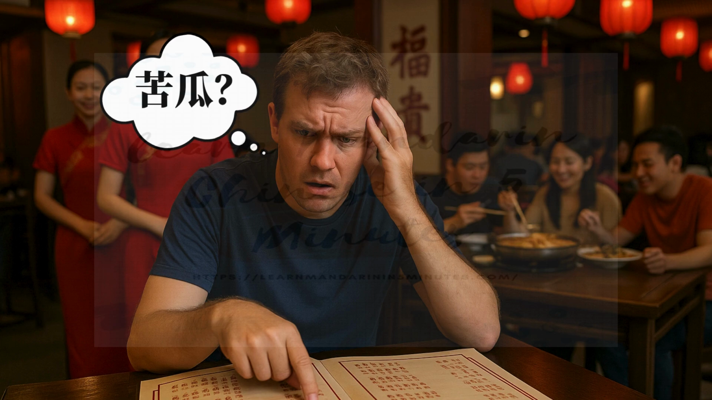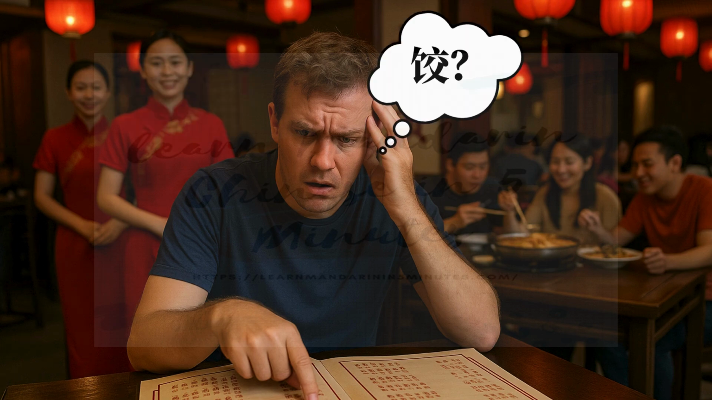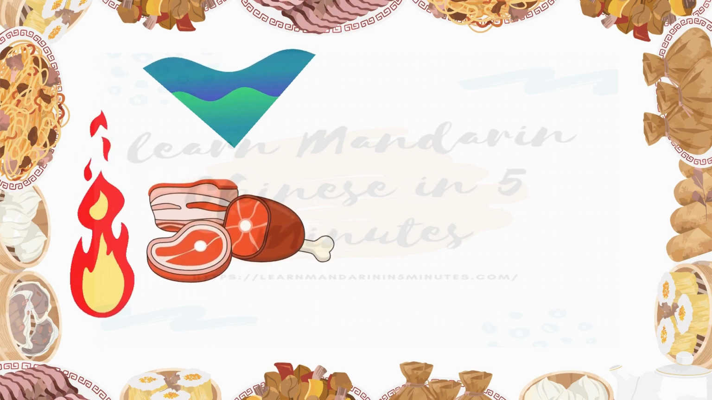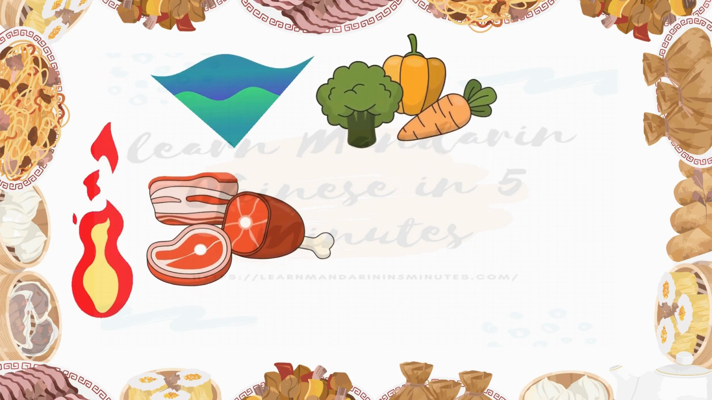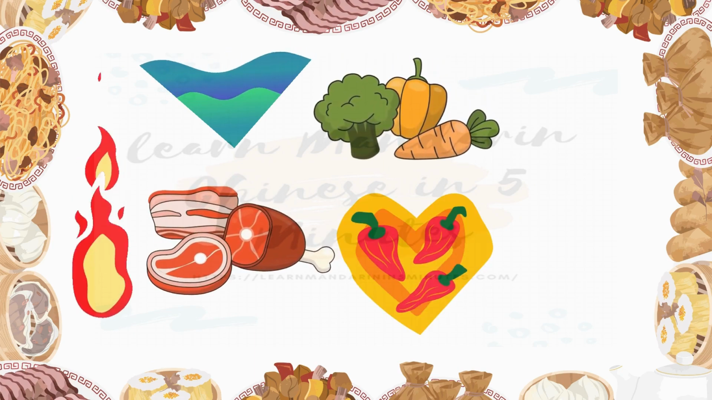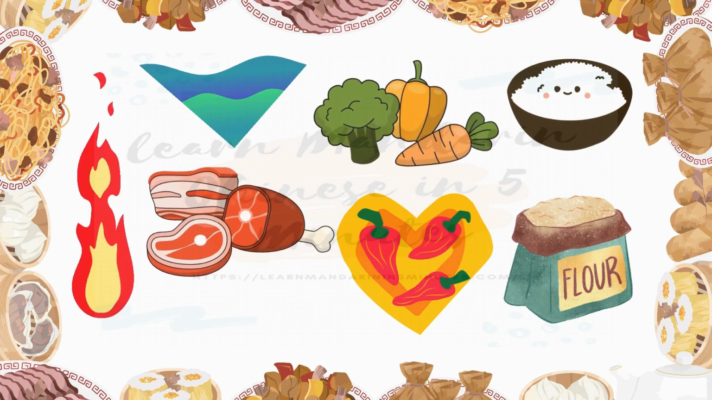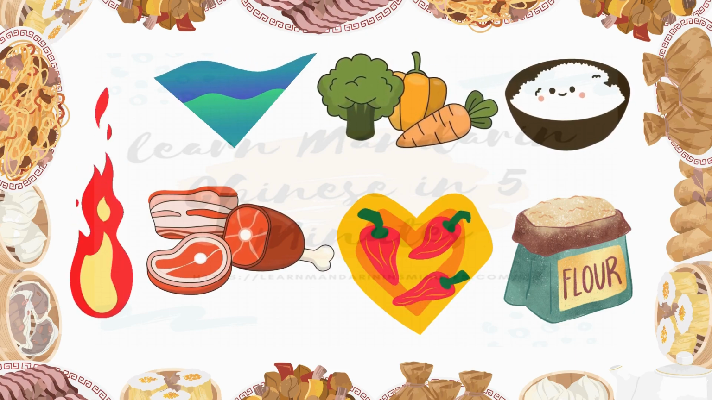By learning just a few key radicals, the building blocks of Chinese characters, you can unlock the meaning behind many menu items. In this video, I'll teach you 7 important food related radicals that will help you read Chinese menus like a pro. Let's get started and turn that confusion into confidence.